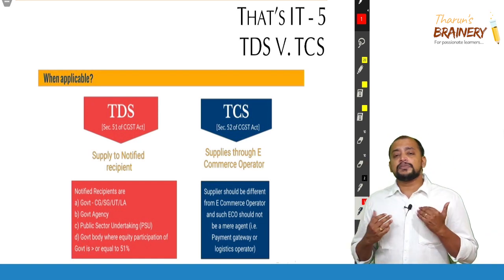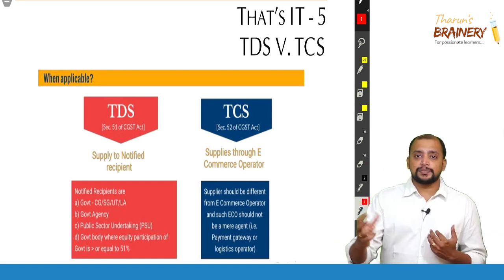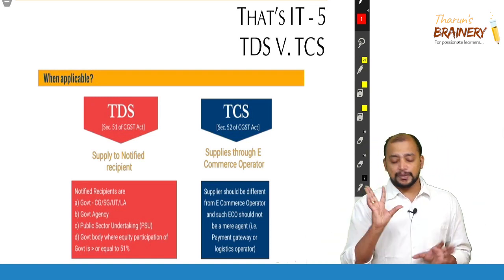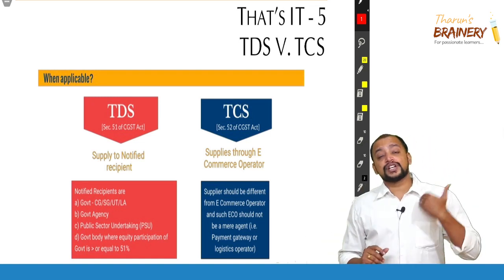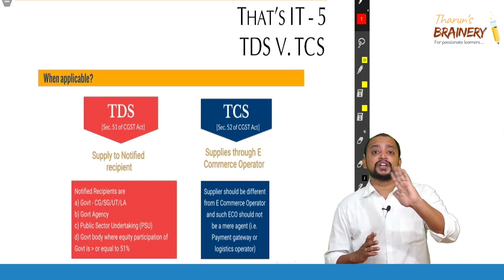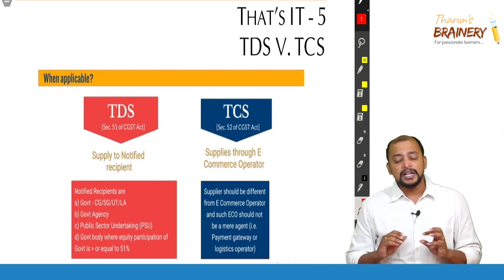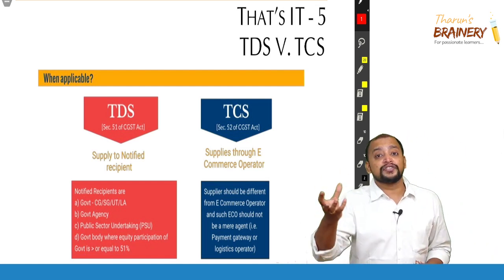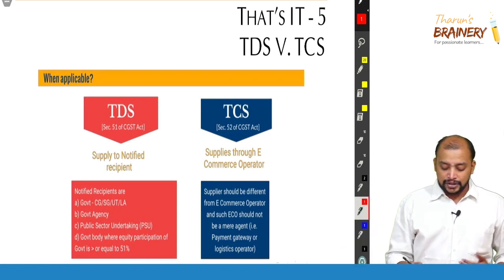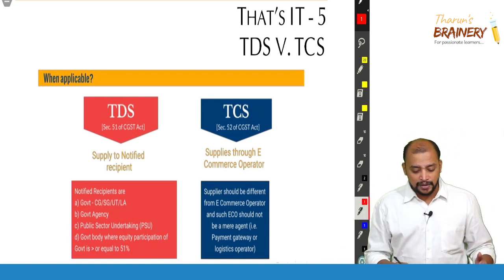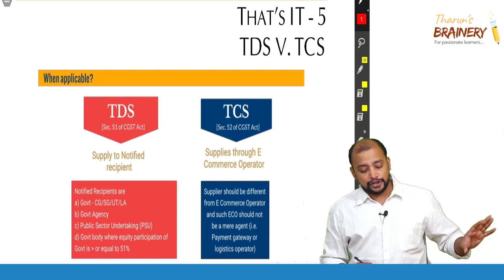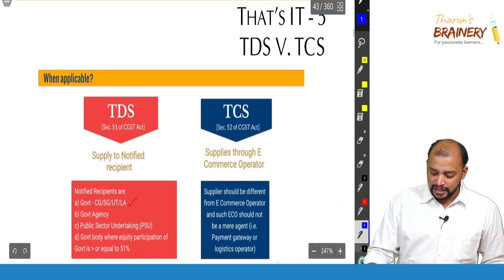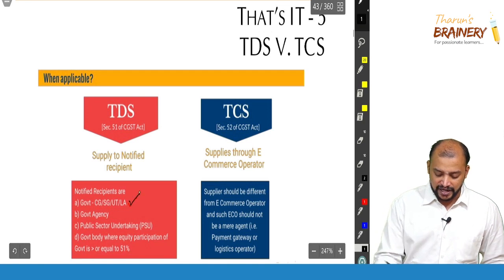Okay. So, I am making supply of goods or services to a notified recipient. Then TDS is applicable. Section 51 is for TDS, 52 is for TCS. So, I am a person making supply of goods or services to a notified recipient. Who is the notified recipient? Central government, state government, union territory, local authority are taken as notified recipients.